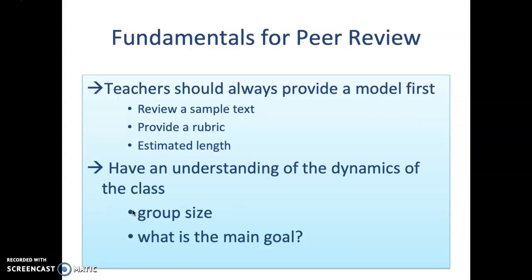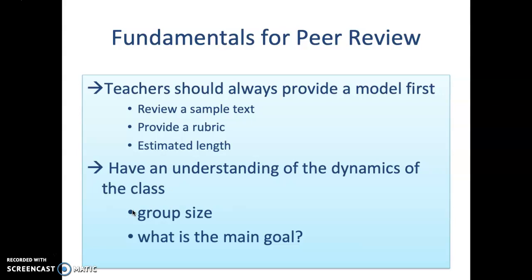And then we have the fundamentals for peer review. Teachers should always provide a model first. I believe this is very important, especially as an ESL teacher, always providing a model so that students can know exactly what they are required to do and how to do this. So this can be reviewing a sample text from a previous year. You could do this together with your class.